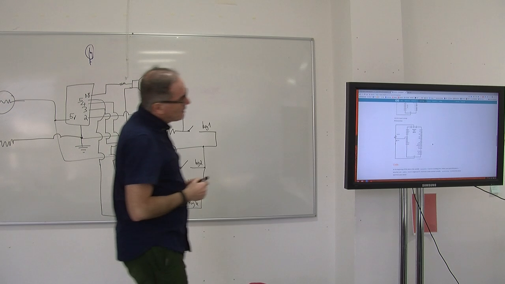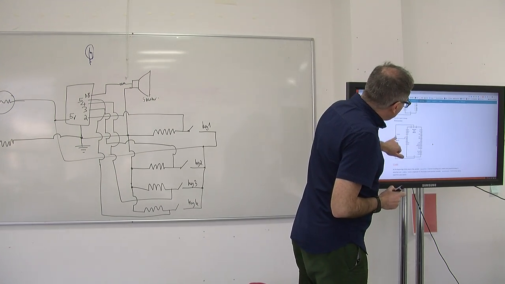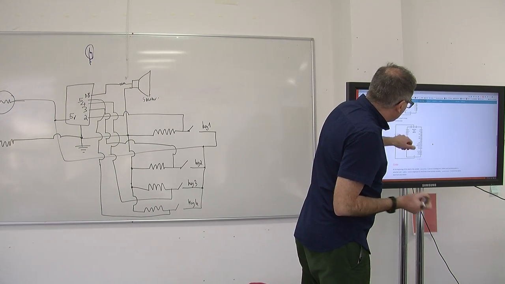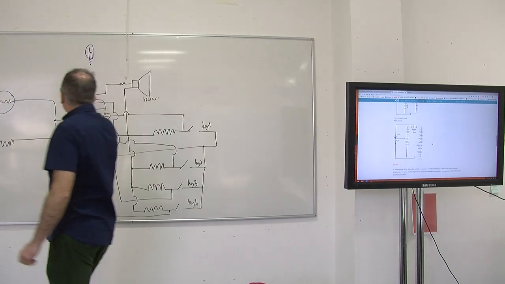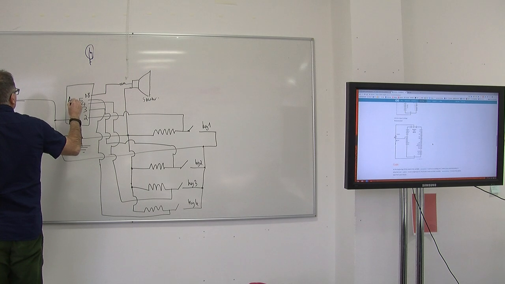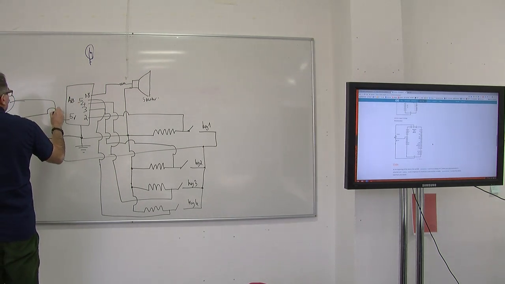And between the resistor and the photoresistor, which is the LDR, we have a connection to analog 0. So analog 0 is here, and we have a connection here. Yeah?